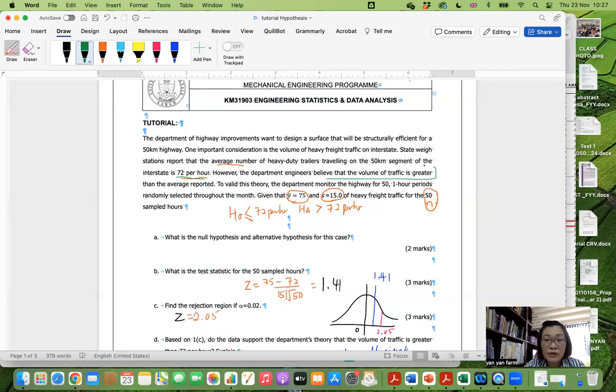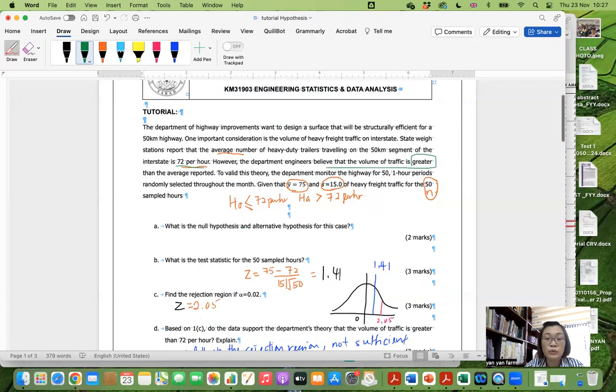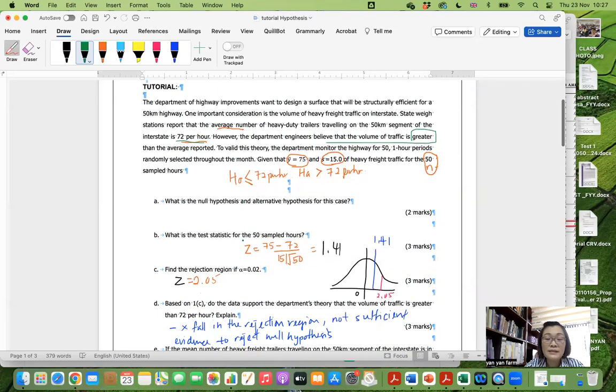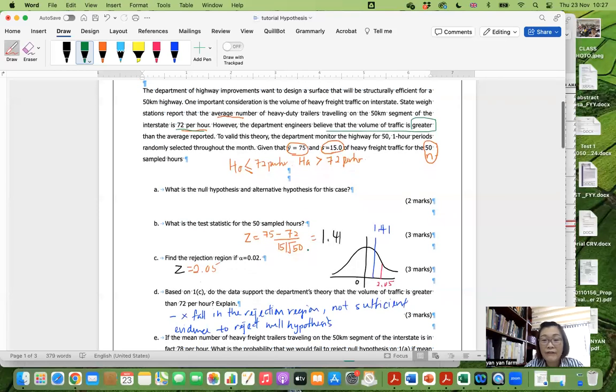In this case, the alternative hypothesis very clearly states that it should be bigger than the average of 72. Therefore, our null hypothesis is equal to or smaller than 72, whereas our alternative is more than 72. So what is the test statistic for 50 samples per hour? It's given that the mean is 75, the standard deviation is 15, and n is 50. Plug everything in and you get 1.41.